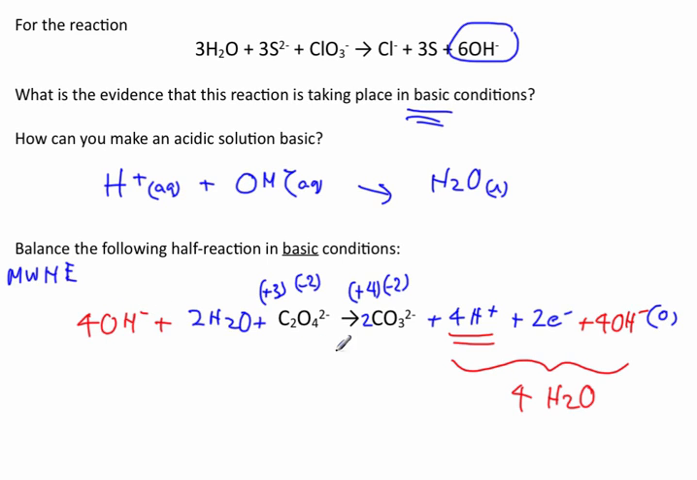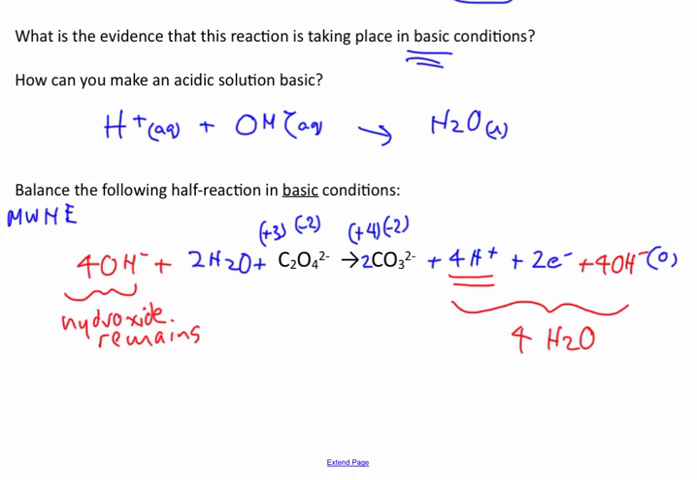Okay, I don't want to change the reaction. I just want to add the same thing. So I add the same thing to both sides. And so now what you have is hydroxide left. So hydroxide remains. And if hydroxide remains, it's a basic solution. Now you may have noticed that we can simplify this, and I would never leave a balanced half reaction in a basic solution looking like that.